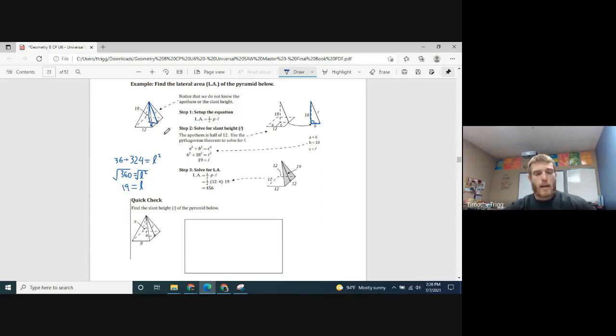Okay, so kind of the key takeaway here is that sometimes they don't give you L, and you'll have to use the Pythagorean theorem to find L in those cases. So make sure you have this Pythagorean theorem kind of in the back of your head because this will come up again.